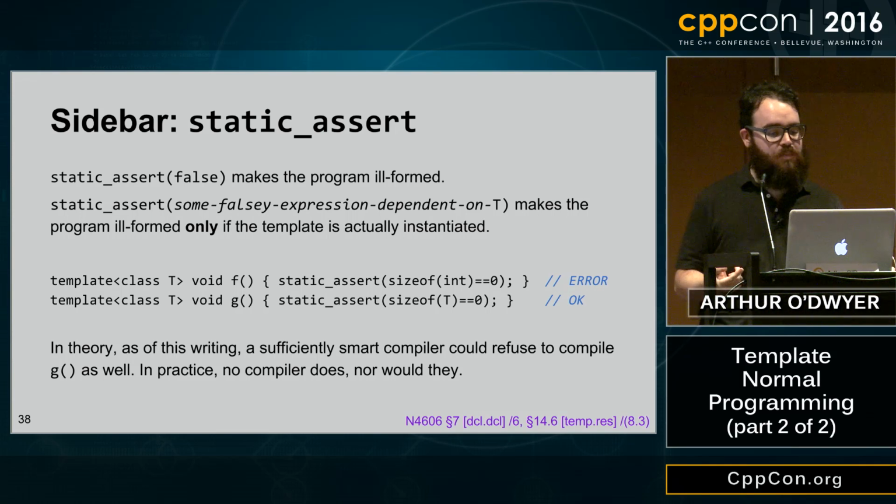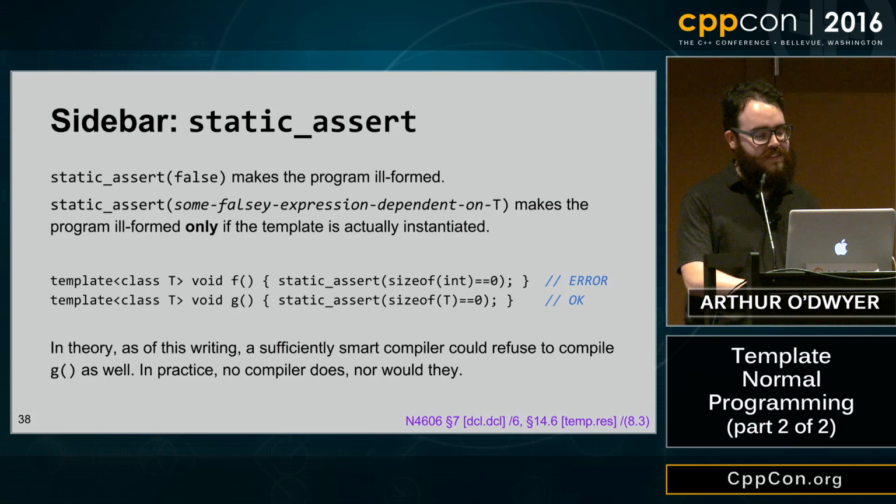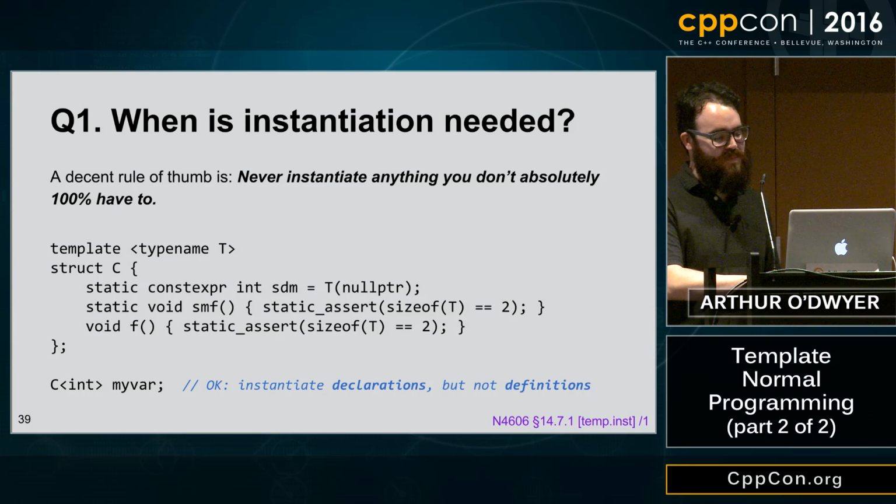But because it's dependent on t, the compiler will actually wait until it knows what t is to substitute it in and find out. So what I have here is a function g that if you use it, it'll static assert. And if you don't use it, it won't. And again, by use, I mean something that actually requires the definition to get instantiated. Does that make sense on static assert? Because this is useful. All right.